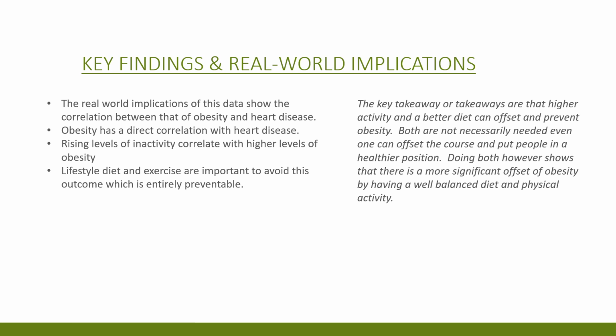The key takeaways we want people to have after this presentation are that high activity and a better diet can offset and prevent obesity. Both are not necessarily needed, as one can be an offset, but the better the overall health lifestyle, the better the overall health outcomes. Lifestyle, diet, and exercise are important to avoid outcomes such as chronic disease like obesity and heart disease.